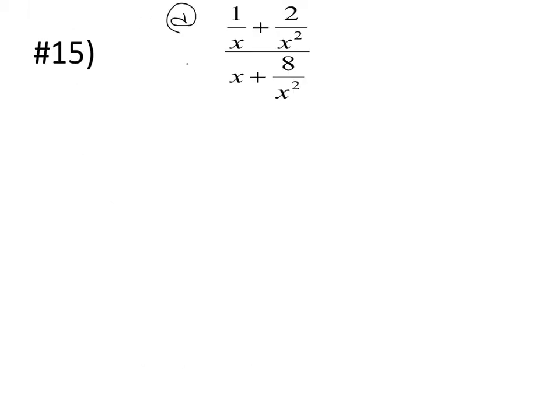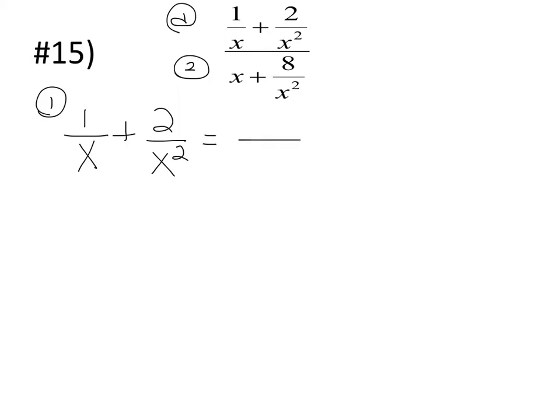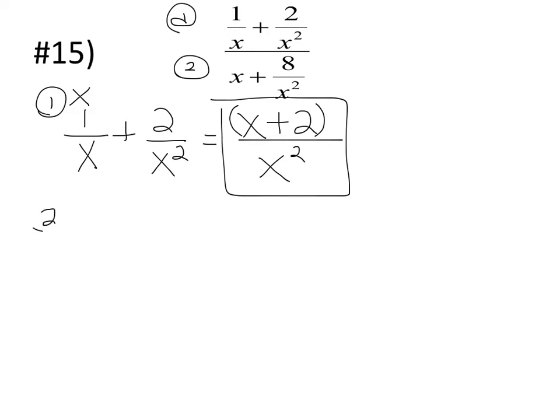Okay. 1 and 2. 1, you have 1 over x plus 2 over x squared. You need an LCD. Your LCD is x squared. This denominator is missing a single x, so you multiply that times the numerator. This denominator isn't missing anything, so you're good. So you're going to do x plus 2. So that's your new numerator.